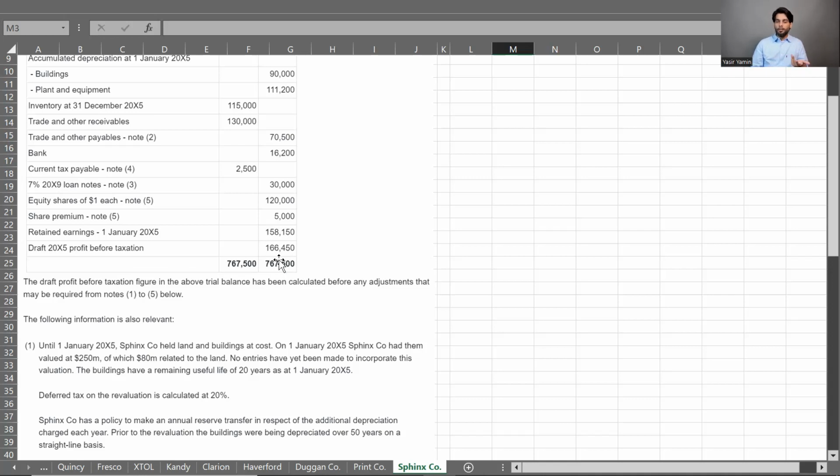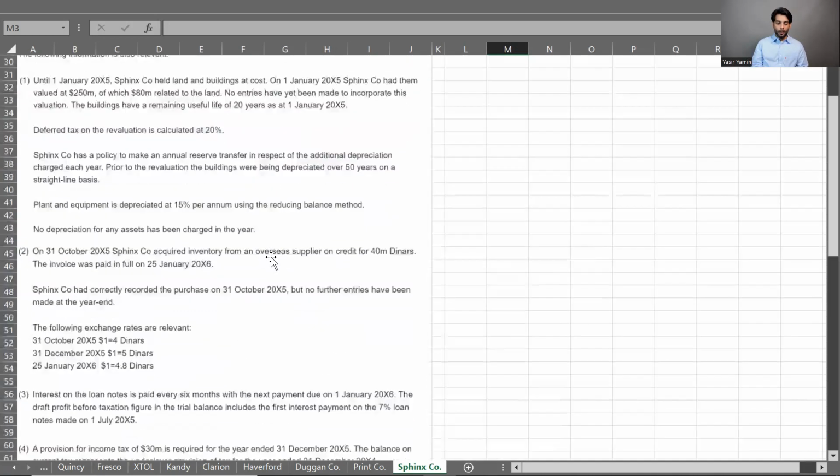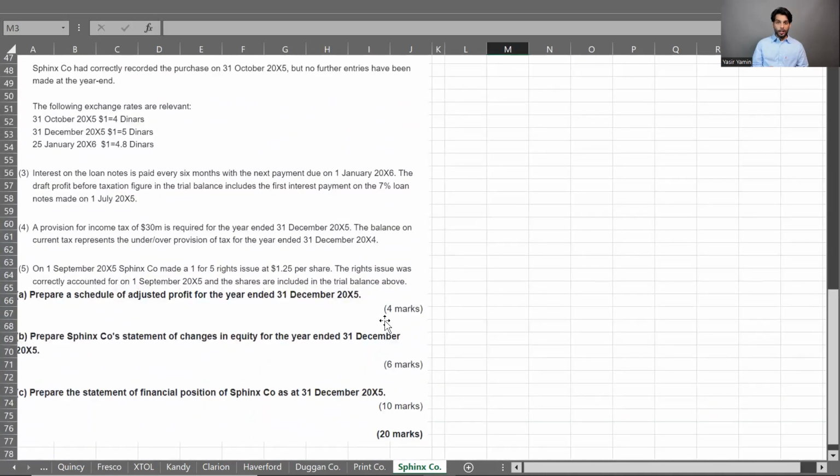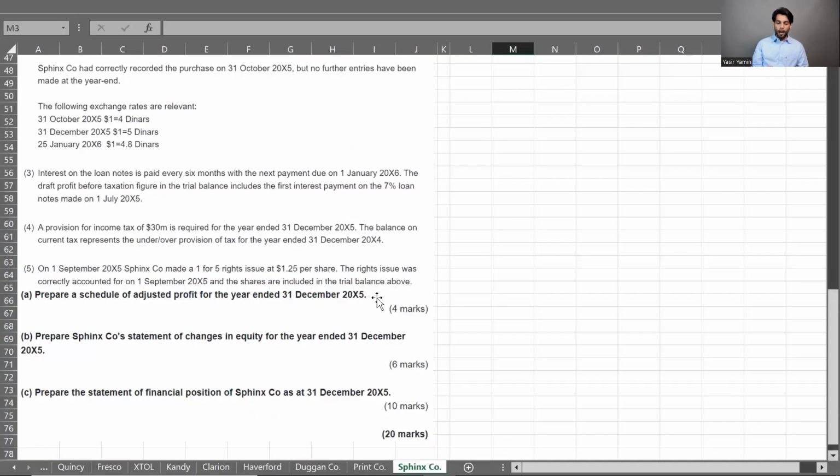And here comes the question in my mind when I'm reading such a question in an examination. If my examiner has already calculated a profit before tax, what do I have to do in this? What is my role? So if you go and look at the requirements, there are basically 3 requirements. For the first 4 marks, you need to prepare a schedule of adjusted profit. You do not need to prepare the whole statement of profit or loss or OCI. Rather, in this question, your examiner wants you to just prepare a schedule of adjustment.